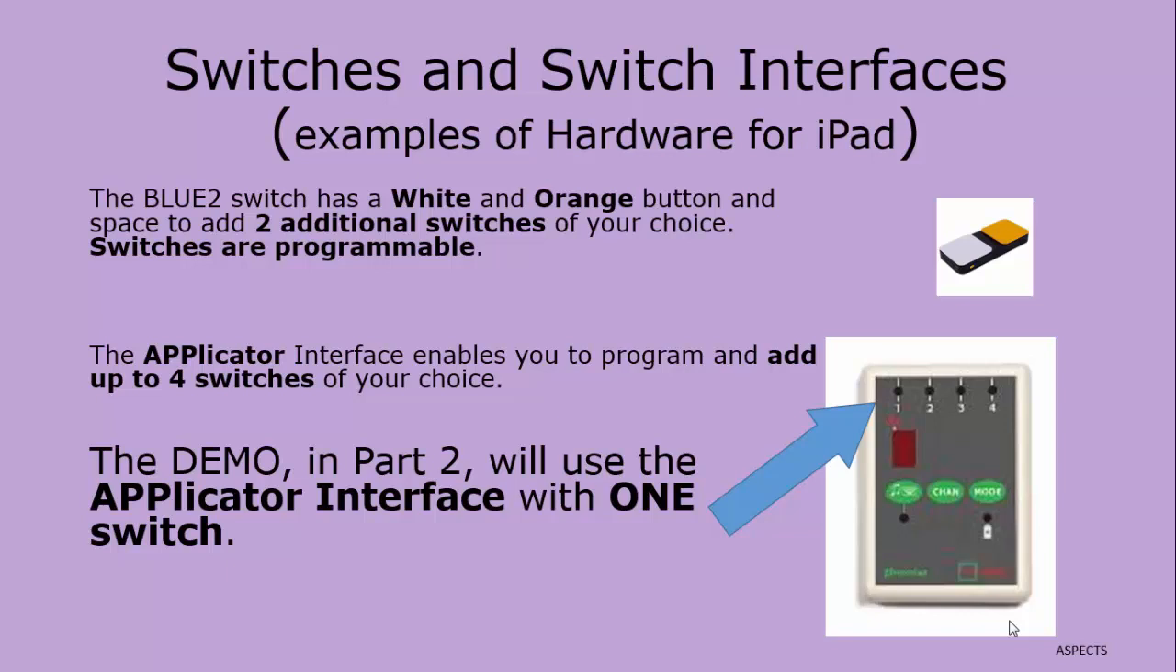Switches and switch interfaces. The Bluetooth switch has a white and orange button and space to add 2 additional switches of your choice. Switches are programmable. The applicator interface enables you to program and add up to 4 switches of your choice. The demo in part 2 will use the applicator interface with 1 switch.